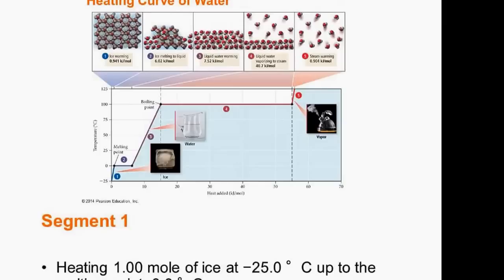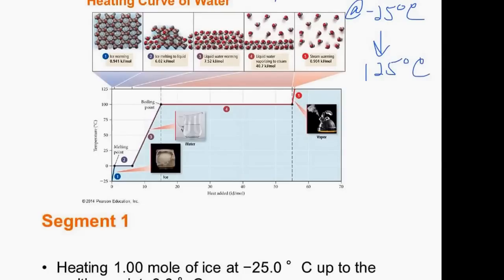And so if we're going to use, let's do the following example. Let's look at 1.00, we'll say moles of ice at minus 25 degrees C. All right? And we're going to heat up that ice all the way until it reaches 125 degrees C.